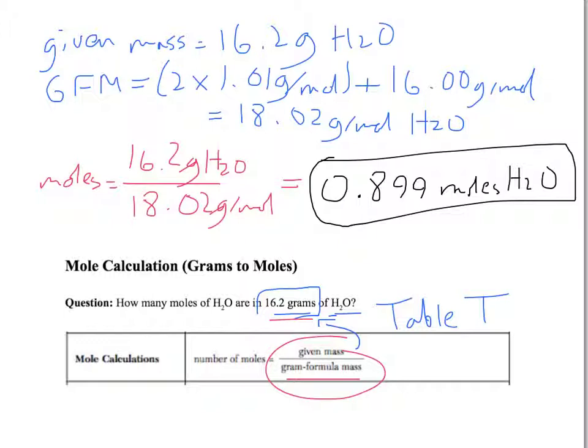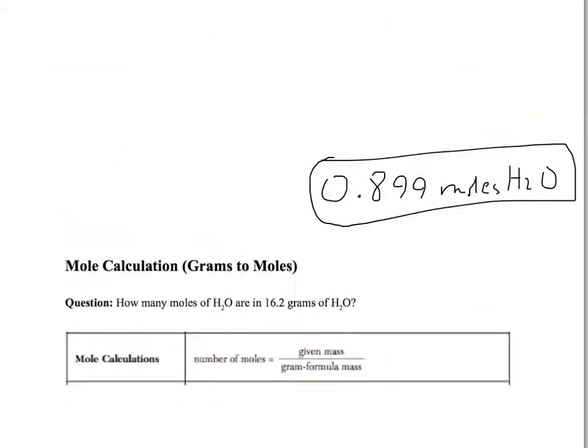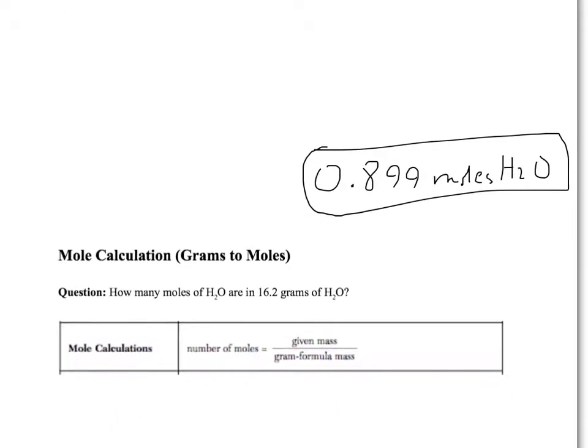Now you can also approach this in a different way. Rather than using the grams per mole approach, or excuse me, rather than using the given equation on Table T, you can also approach this by doing a conversion, a factor label method conversion. And so you would do this by starting with 16.2 grams of H2O.